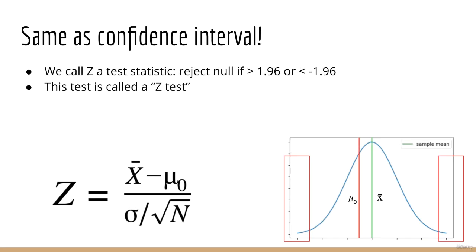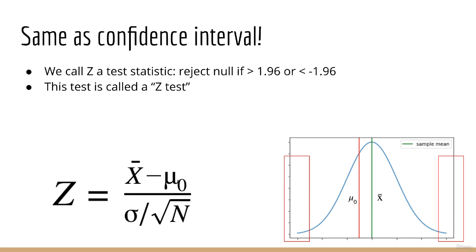Conveniently, I can calculate the boundaries for this rejection region in exactly the same way that I calculated confidence intervals. In fact, if I take x bar, subtract mu naught, and divide by the standard deviation in order to normalize the test scores for scale, this is exactly the expression we had before for the confidence interval. As you've seen, the rejection region after doing this standardization is minus 1.96 and plus 1.96.